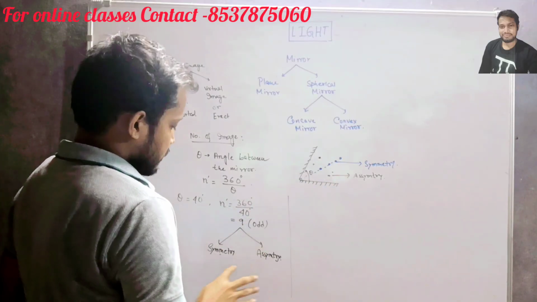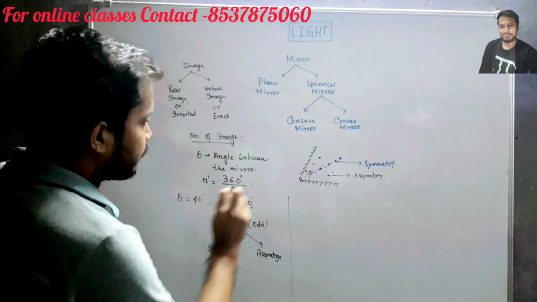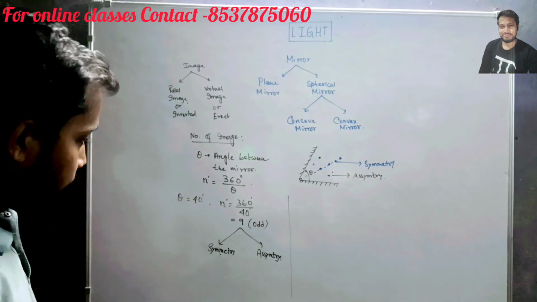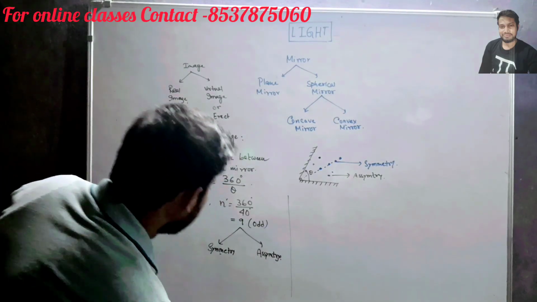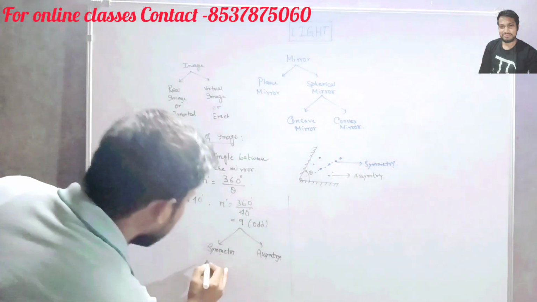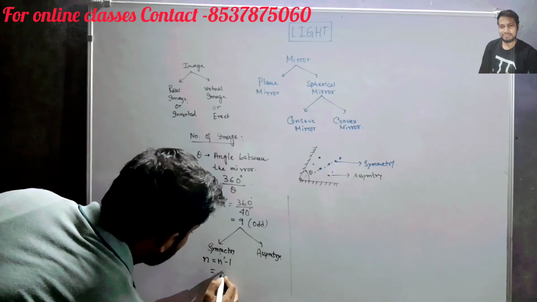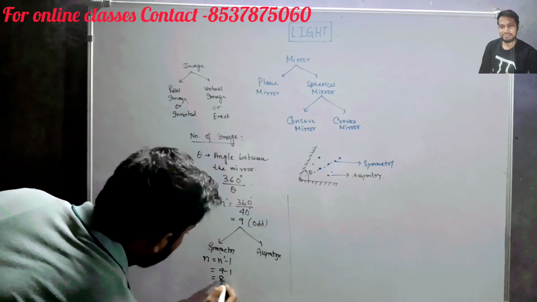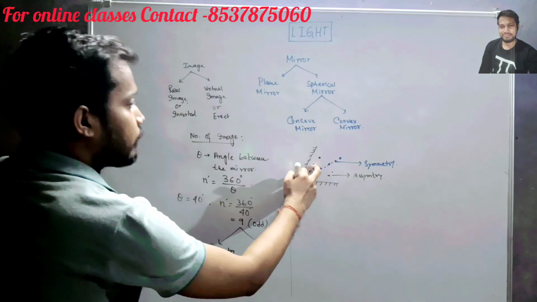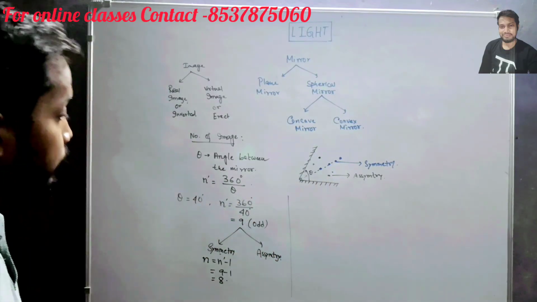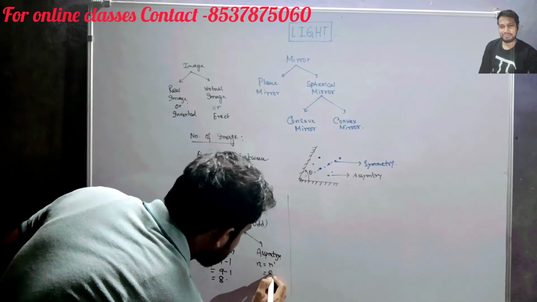And asymmetry means the object is outside of that line. When the object is at the symmetry position, we have to take -1. That is n dash, n equal to the number of images. n equals n dash -1, so 9 minus 1, that is 8. So for symmetry, you have to do -1. And for the asymmetry position, we have to take it as it is. That is n equal to n dash, and that is 9.